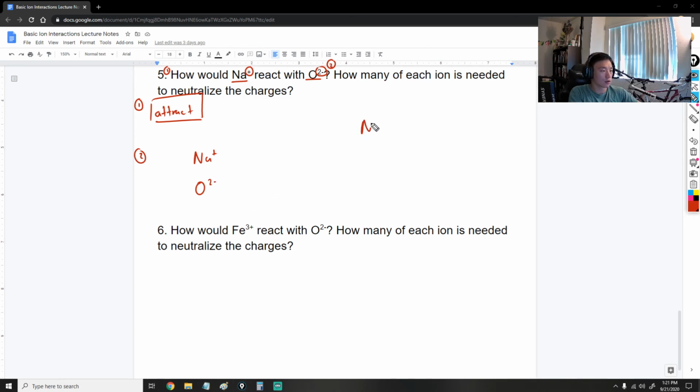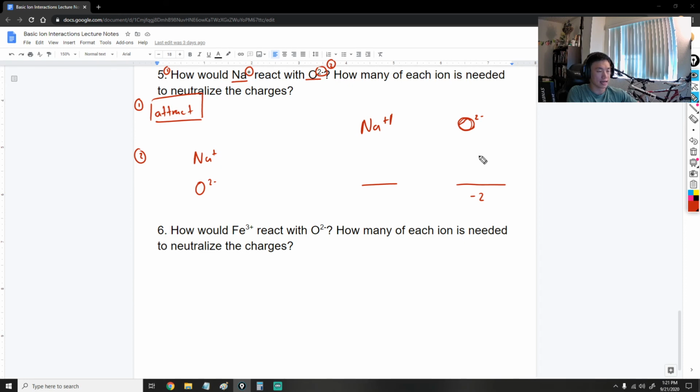Okay, so I'm just going to write them out right here. Na+, O2-. Now first let's just figure out which one has more electrical energy. Does Na have more or O? Okay, since O's number is bigger, it's negative 2, right? That means that this has more electrical energy. It's going to push it more negative. So since O has negative 2, but here, Na just has positive 1.